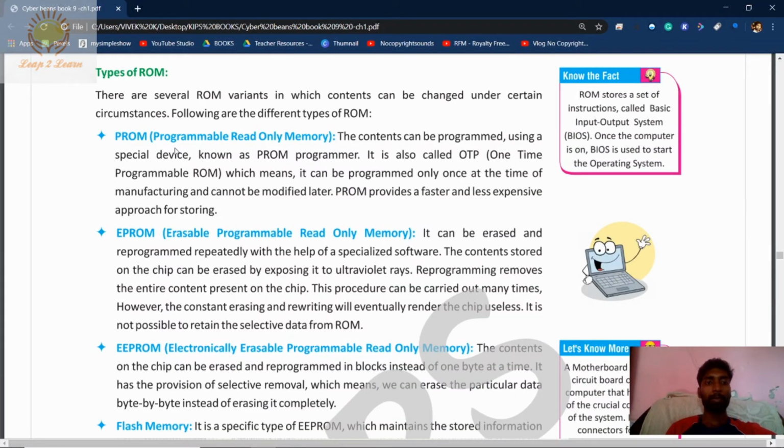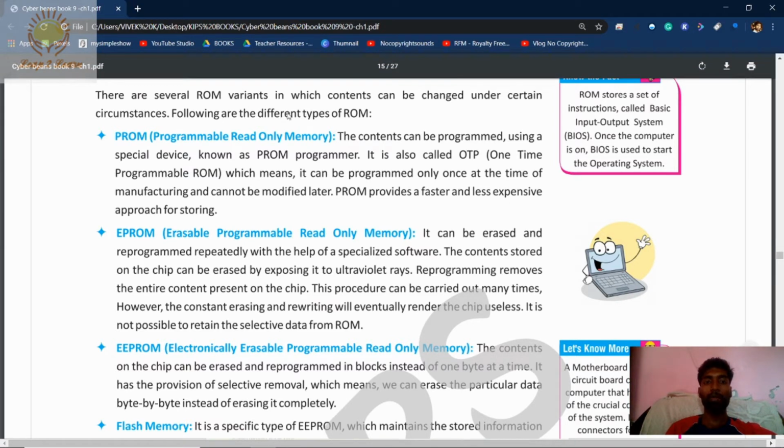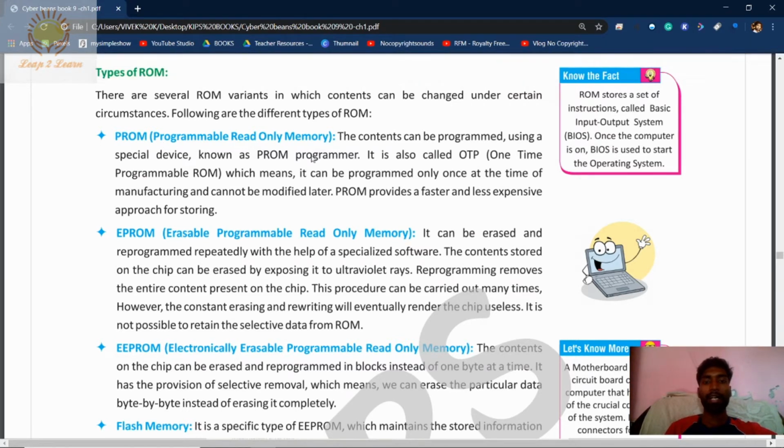First, PROM, programmable read only memory. This ROM we can say is an OTP, which means only one time we can program. PROM is faster and less expensive. The contents can be programmed using a special device known as a PROM programmer. It is also called OTP. Why? Because only one time we can program.